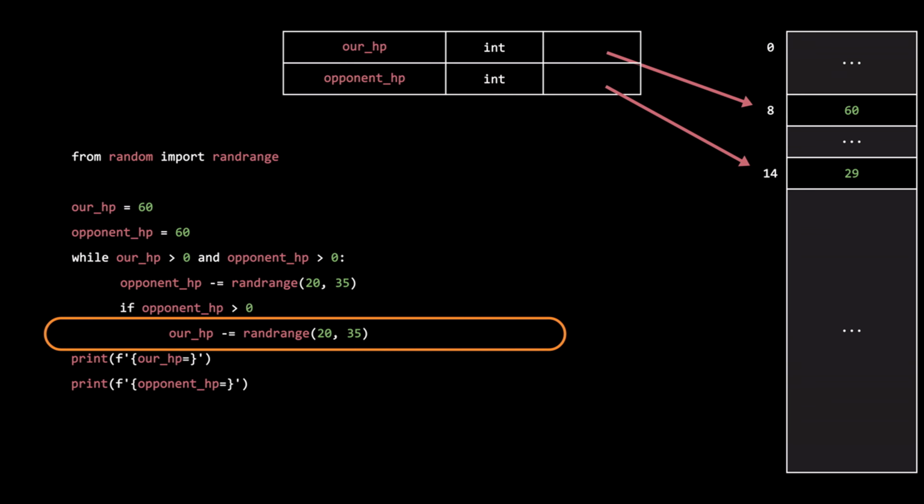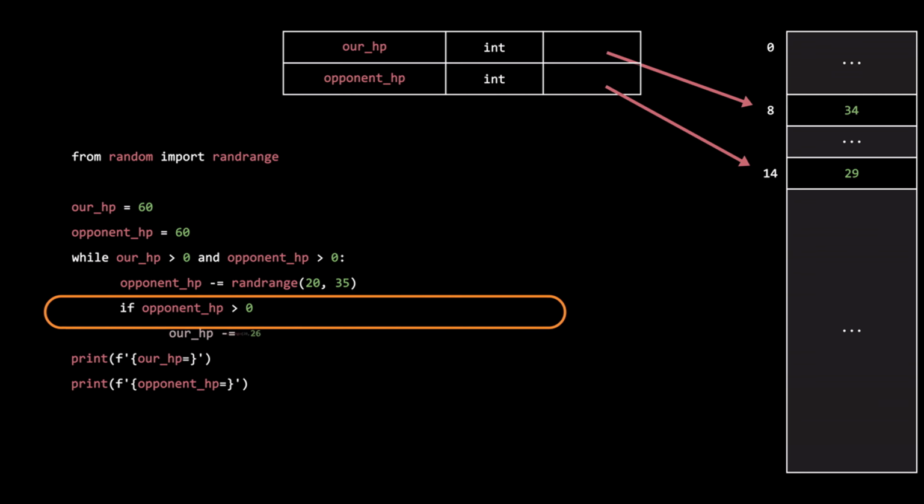And now we're going to adjust our own Pokemon's HP based on some random number. So first we're going to generate some random number between 20 and 35. We generate 26, and we're going to subtract 26 from the value of our HP, giving us 34.